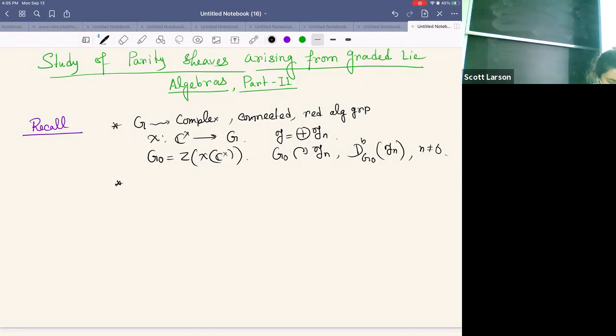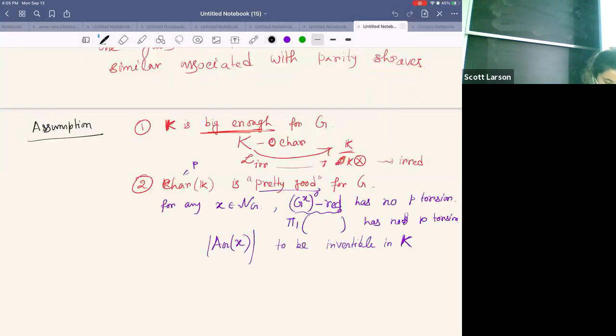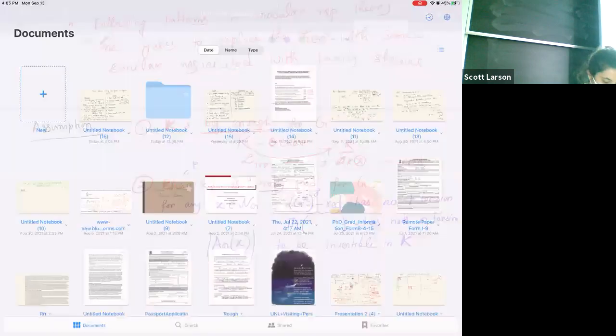And then we talked about the bounded derived category, both equivariant and non-equivariant.